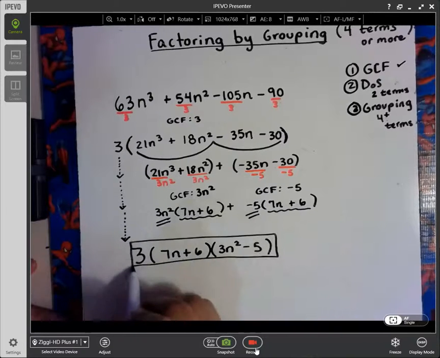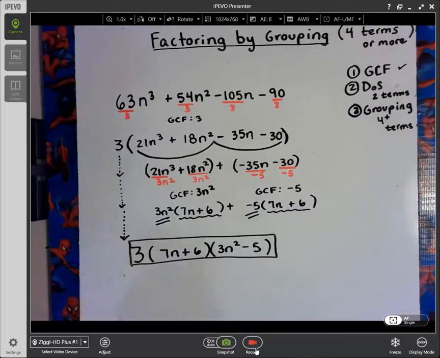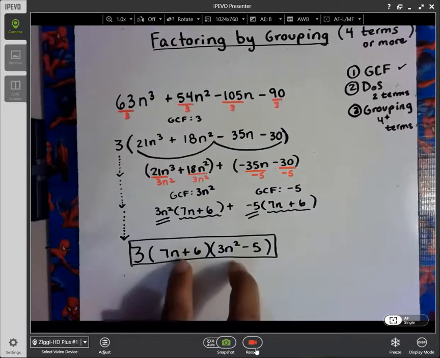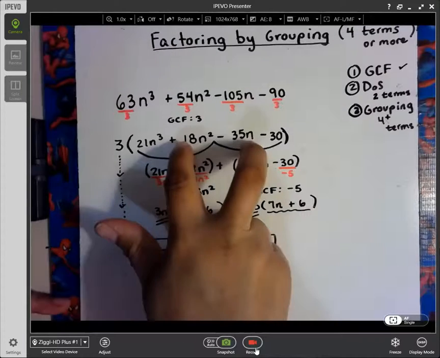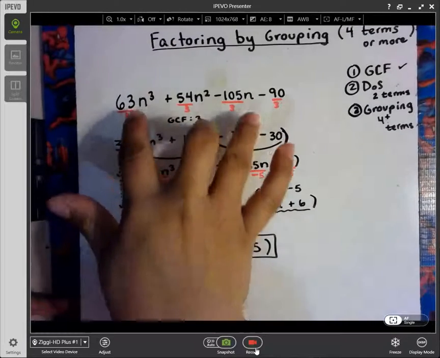If you forget the 3, your answer will be wrong. Okay? Because when you multiply these two, you're going to get this. But then you got to multiply by the 3 to get back up to the original problem.